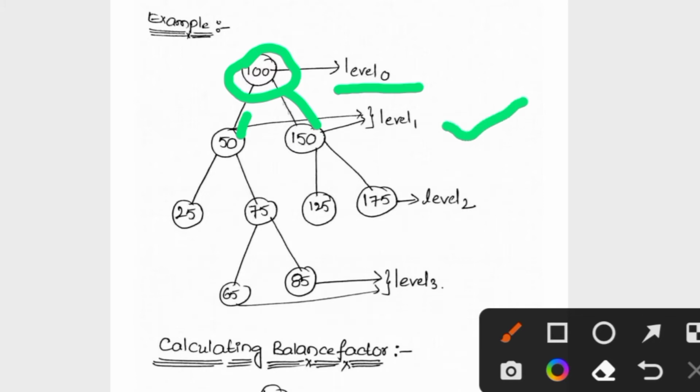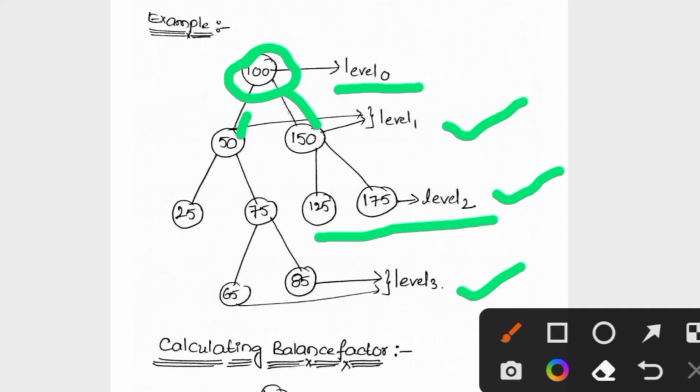Next 50 has children and 150 also has children. That is 25, 75, 125 and 175. These four nodes are in level 2. Next 75 has children, 65 and 85. These two children are in level 3. Like this we have to see the levels of the tree. From the levels only we can calculate the balance factor.